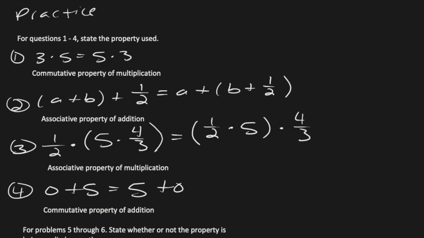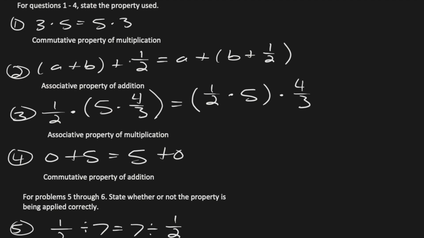So starting again with the first one, for questions 1 through 4, state the property used. So in this example, the commutative property of multiplication is being used. Remember that commutative has to do with the order. So in commutative property of multiplication, you are just changing the order from 3 times 5 to 5 times 3, which equals the same thing according to that property.